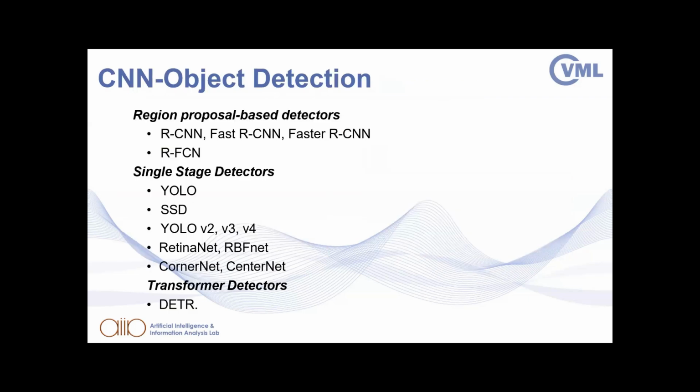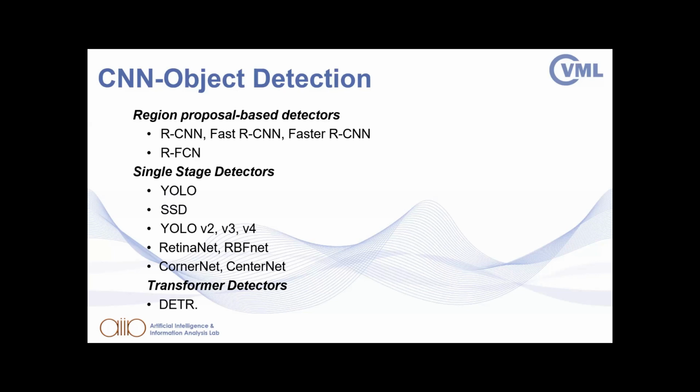These are some of the most popular methods for CNN object detection. First, we have region proposal based detectors such as RCNN, Fast RCNN, and Faster RCNN, which focus on generating region proposals and then classifying those regions. These are very accurate, but they can be computationally expensive.